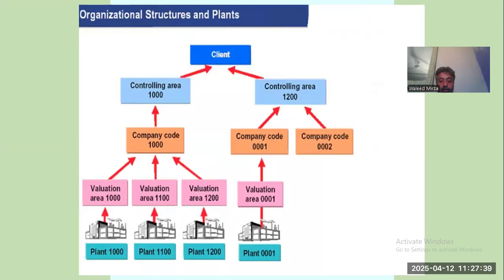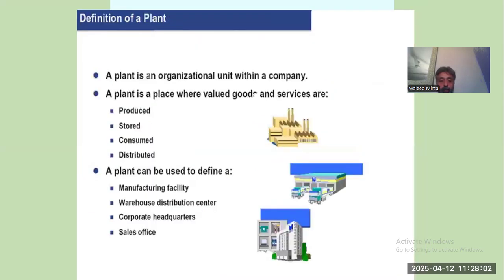Plants basically are connected with valuation areas, which is equal to a plant, and valuation areas are used for material ledger, for evaluating material in different currencies, and plants are then connected with company codes, and company codes report to the controlling area. Plant is an organizational unit where materials and stocks get produced or stored or distributed and consumed. And a plant is defined for a manufacturing facility, warehouse, distribution, or it can serve as a corporate headquarter, or it can be a sales office.